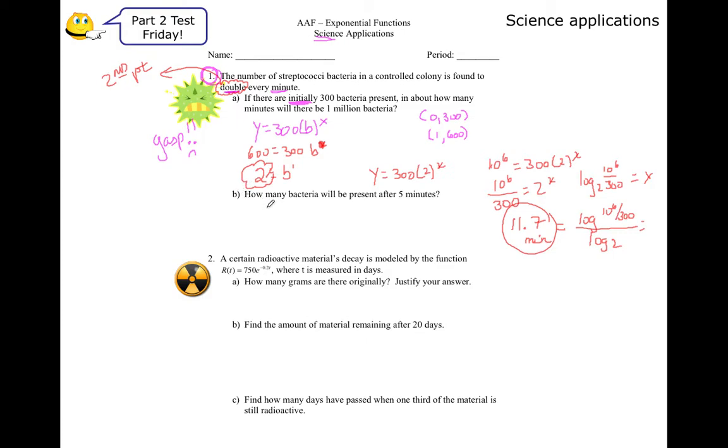Now, after I have the equation, how many bacteria will be present after 5 minutes? Okay. Or you could just write this, since you're plugging in for x. And I get 9,600 what?